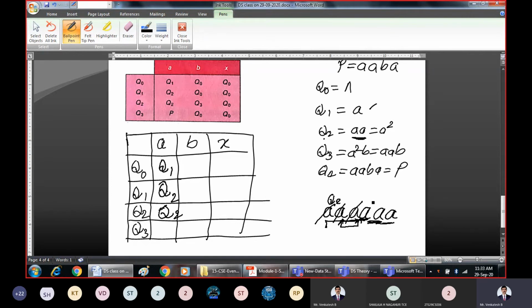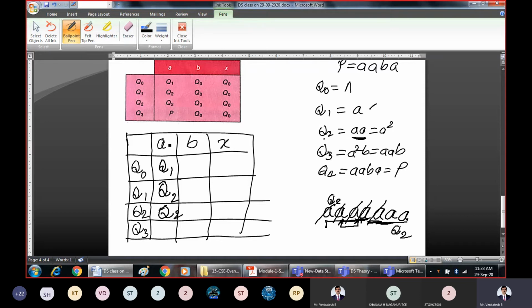This is also giving me Q2 only. Just ignore this character. If you have double A's, what does double A indicate? Double A indicates Q2. So when you are in Q2, if you have one more A here, again you are present in Q2 only, so ignore this. That means if you are looking for AAB and you are getting AAA, stay in the same state. That is the meaning of this.